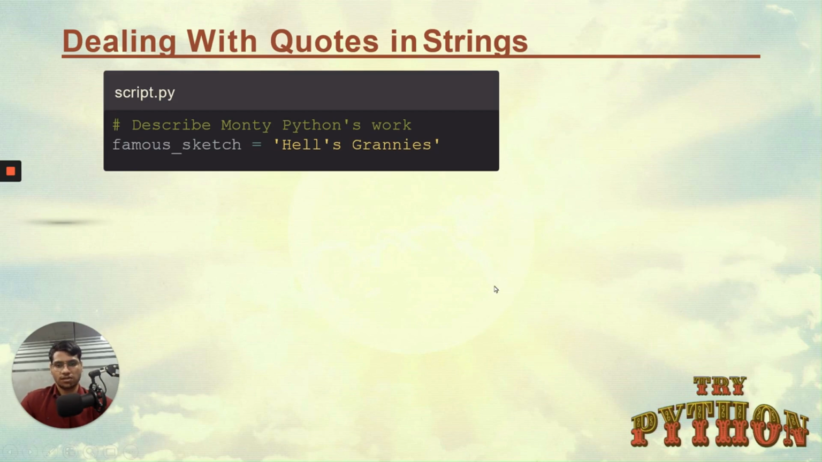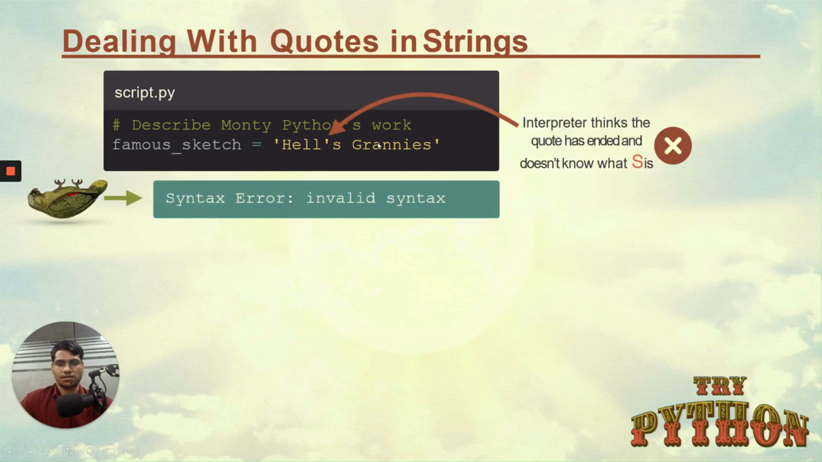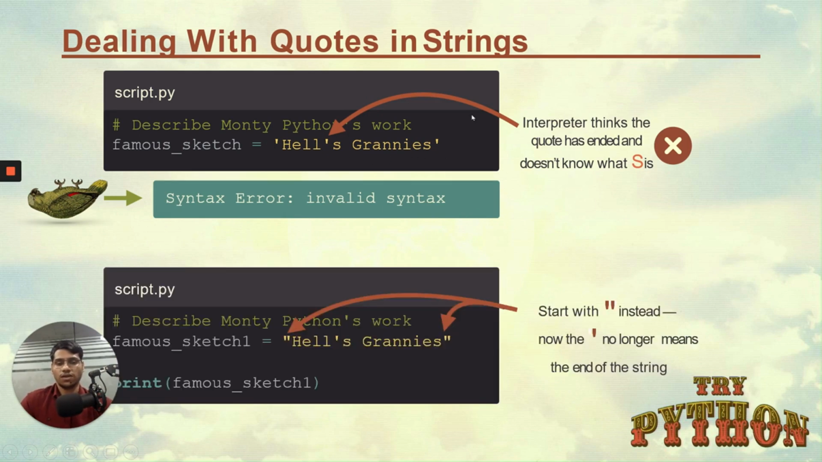Dealing with quotes in strings. Let's say that you want to print something like this. If you write this code and run it, you're going to see an error, that is invalid syntax, because Python is thinking that you have written three quotes in your string, which is not allowed. So one way you can solve this problem is by using different quotes.